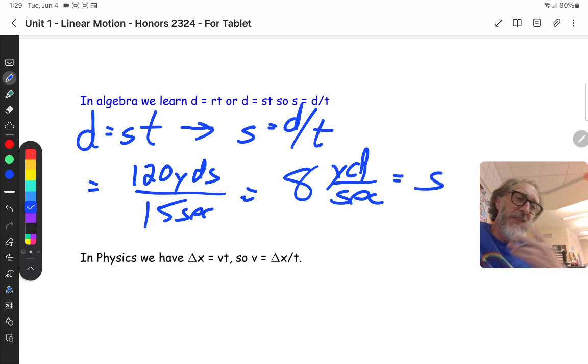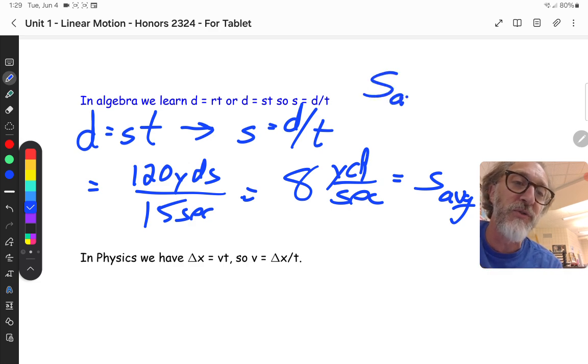But think about it. If you're running 120 yards on the football field, you're not going to run the same speed the whole time, are you? All we know is he ran a total of 120 yards in 15 seconds. So this actually gives us what's called his average speed. So this is our first physics equation, which we'll almost never use this year. Average speed is distance divided by time.